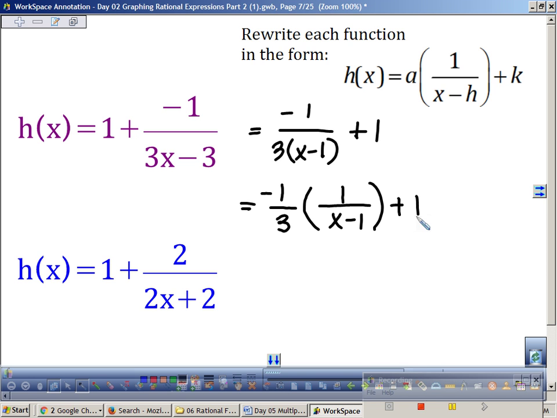So now I'm going to double check it. The -1 times 1 makes -1. And 3 times x minus 1 is 3 times the quantity x minus 1. You guys ready to do one on your own? Try the blue one.